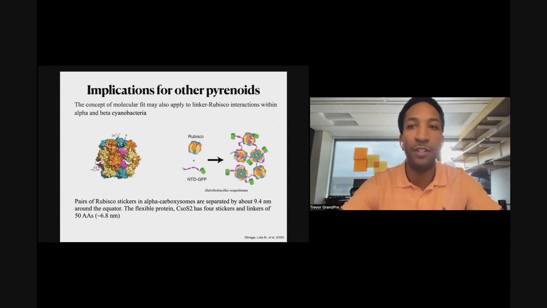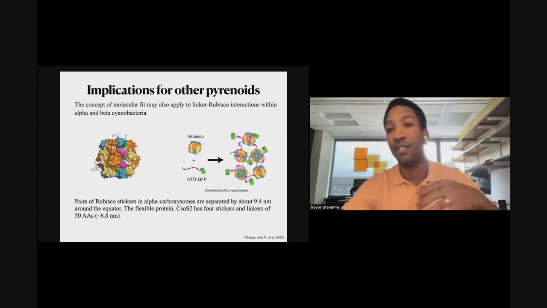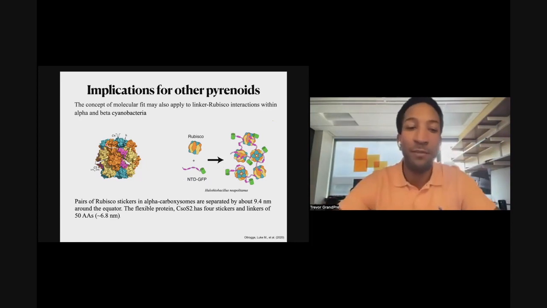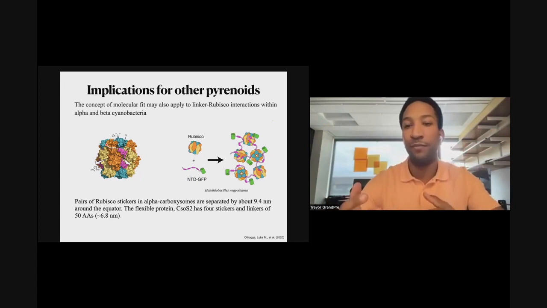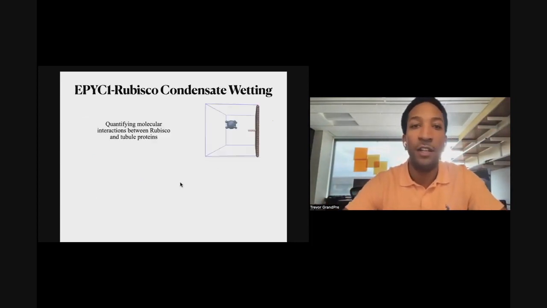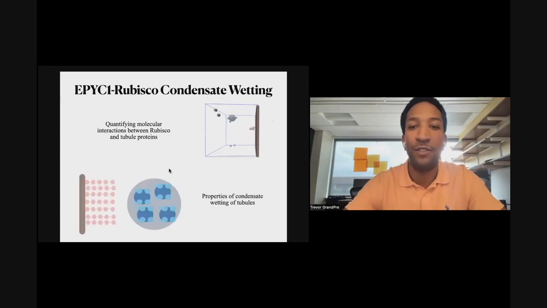So for the sake of time, there are other implications that I will not go through in detail, but the idea is that there are pyrenoids in other organisms, not just green algae. There are pyrenoids in carboxysomes, and they have stickers in different regions and linkers at different lengths. And it seems to qualitatively agree with the framework I described, that a mismatch between linker length and Rubisco sticker spacing leads to condensation. And these are just other avenues that I also won't go into.